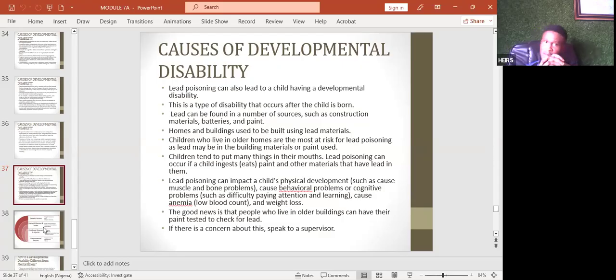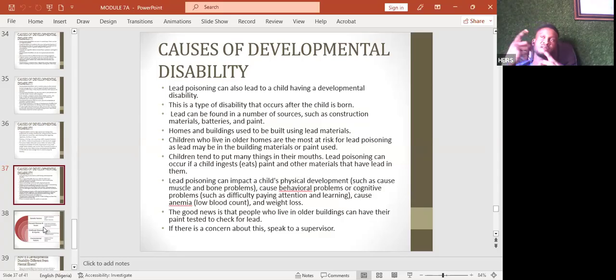Sorry, a brief recap. Lead poisoning can also lead to a child having a developmental disability. Lead is found in a number of sources such as construction materials, batteries, and paint. Homes and buildings used to be built using lead materials. So children who live in older homes are the most at risk for lead poisoning, as lead may be in the building materials or the paint that is used.